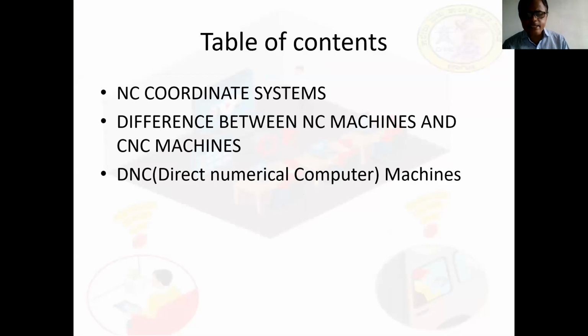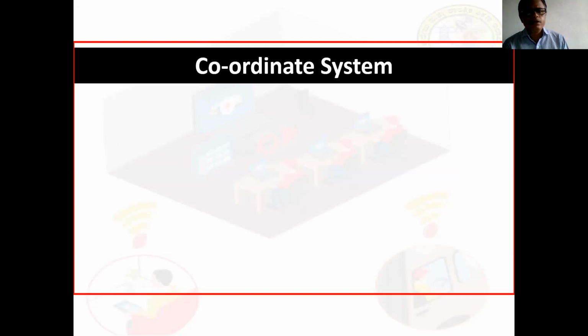We are going to discuss the NC coordinate systems, that is numerically controlled machine tools coordinate systems, and the difference between NC machines and CNC machines. Then we will also see the DNC machines, direct numerical control, computer controlled machine tools, and distributed numerical control. We will see one by one. Coordinate systems: what are coordinate systems and why are they necessary in NC machines? That we will see now.